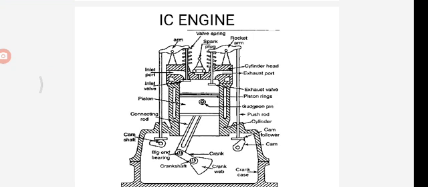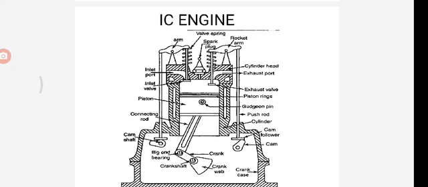Above the crankshaft we can see the camshaft. So this is the crankshaft and this is the camshaft. Now we are able to see this diagram. This shows the parts of the IC engine.